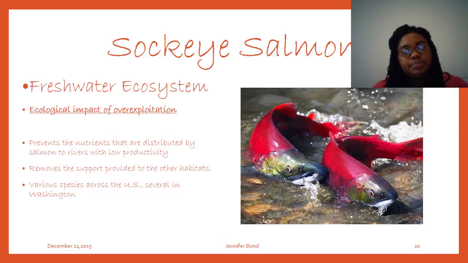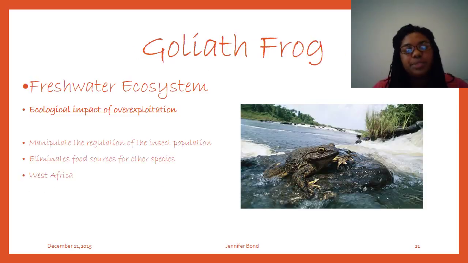Sockeye salmon has various species across the U.S., and several of them being in Washington. And when they are overexploited, it prevents the nutrients that are distributed by salmon to rivers with low productivity from reaching those areas. It also removes the support provided to the other habitats, and so of course that's a big issue.